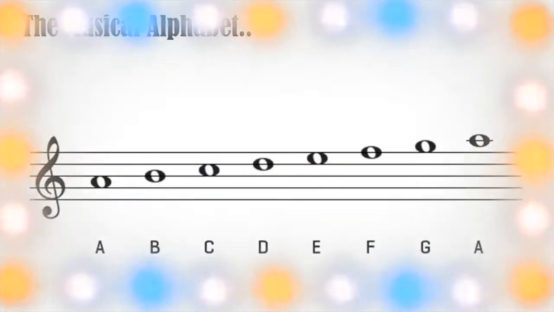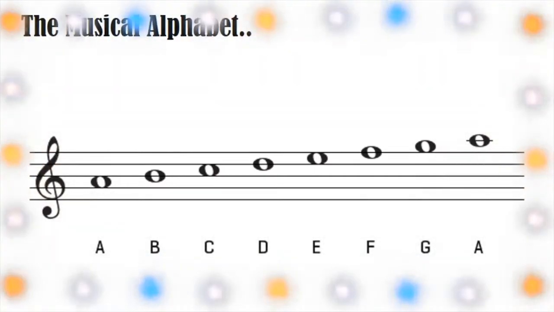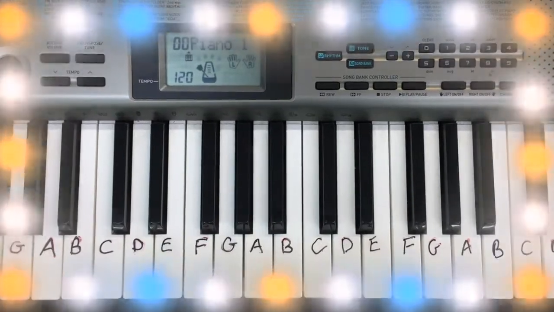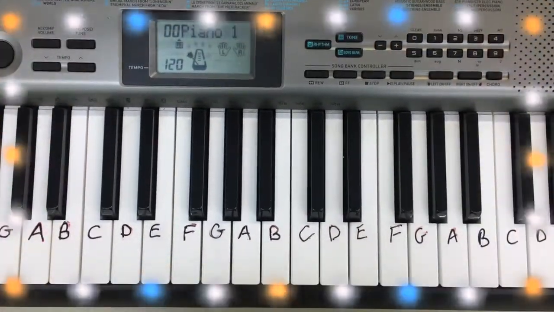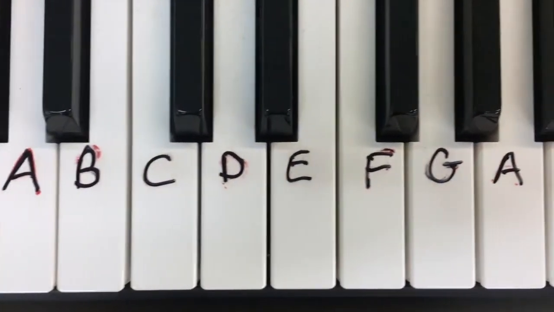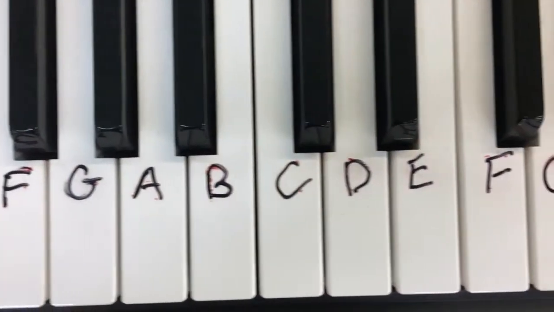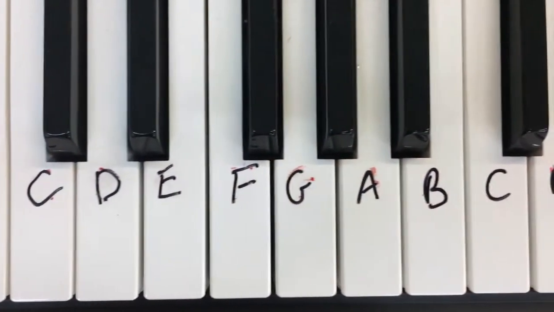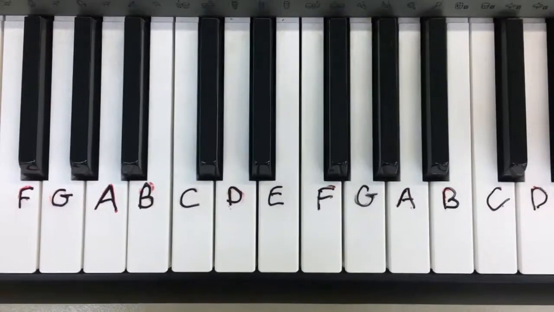So now we can say the musical alphabet. Let's have a look at it on our musical instruments. If you have a look at my piano here, you can actually see the musical alphabet over and over and over and over again, right? Here we have A, B, C, D, E, F, G, and again. A, B, C, D, E, F, G, and again. And it goes over and over and over and over again on my piano.